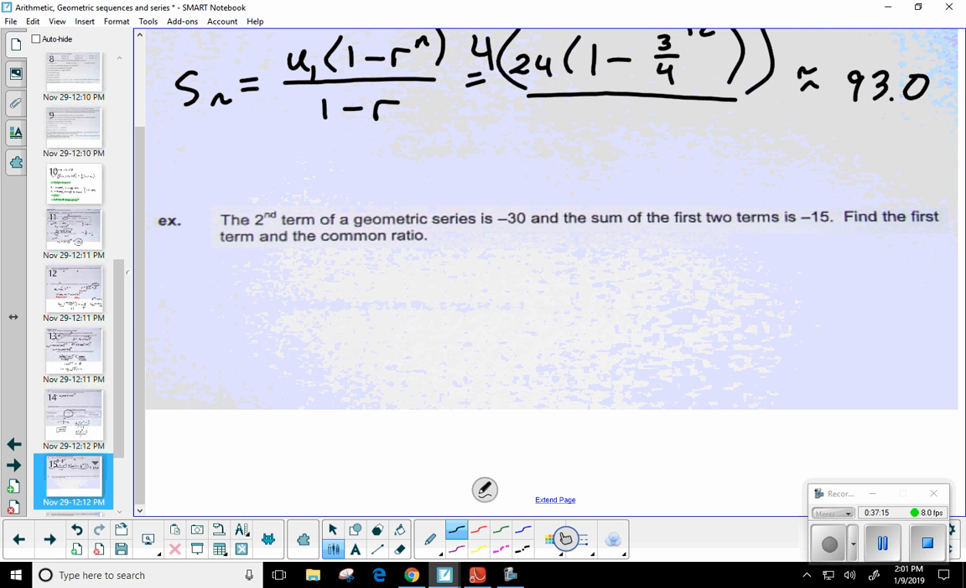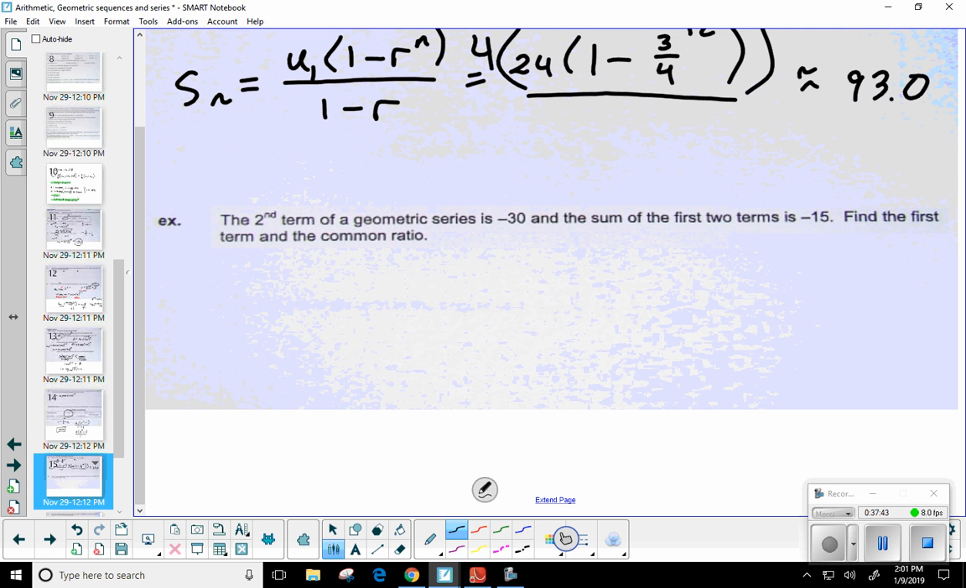Okay. The second term of a geometric series is -30, and the sum of the first 2 terms is -15. Find the first term and the common ratio. Because, of course, you're going to have these types of problems where it's going to have you work backwards and find all these different ones. They're not all going to be as straightforward as just plugging into your formula. Does anybody want to come on up here and show me this one? So many hands, I can't decide.